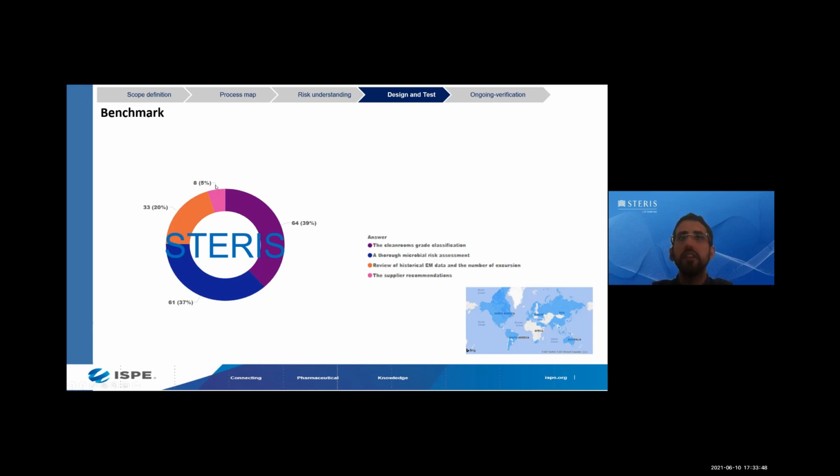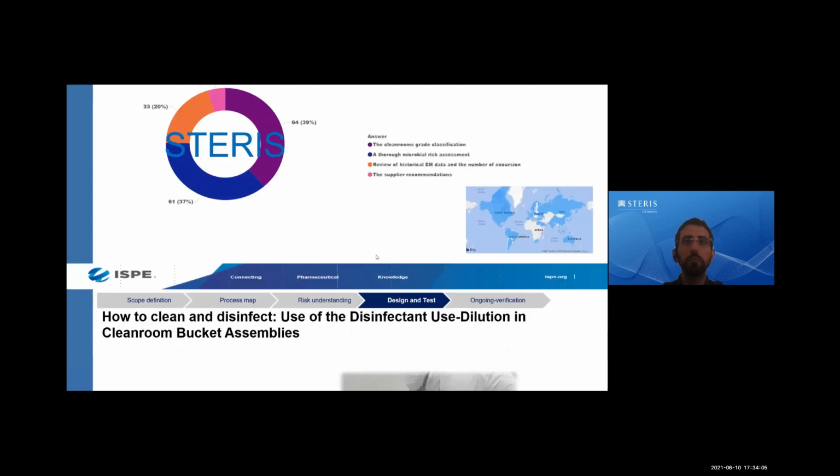And you still have 5% that rely on the supplier recommendation. It's okay. Again, as a manufacturing authorization holder, you are the only one responsible for ensuring that you're controlling the bioburden of your clean room, and therefore the product quality and safety to the patient.